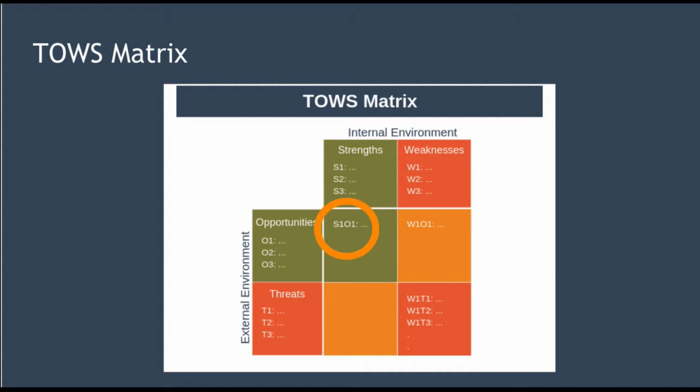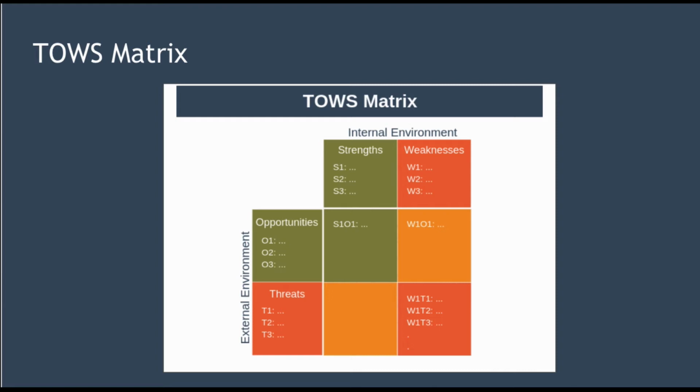So, for example, in S1O1, you're looking to see if the first strength you identified, S1, can be used to capitalize on the first opportunity you identified, O1. And in W1O1, you're looking to see if the first opportunity you identified, O1, can be used to mitigate or circumvent the first weakness you identified, W1.